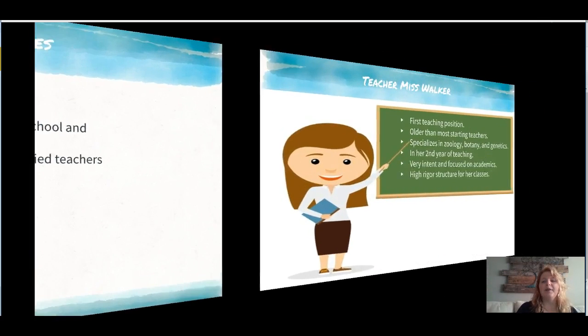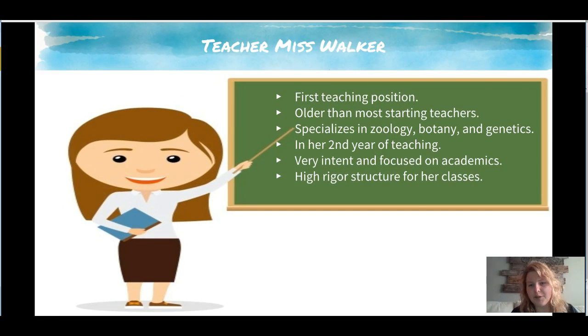So he has hired Miss Walker. This is her first teaching position. Now she's a little bit older than most starting teachers because she has completed her master's and has completed 1 year in her doctorate degree. She specializes in zoology, botany, and genetics, so it makes her perfect for what Mr. Forbes is looking for. So in this scenario, she's in her 2nd year of teaching. She is very focused on academics, has a high rigor structure for her classes, so it's competitive, hard, and intense, but she's hoping to bring out that academic success for her students.